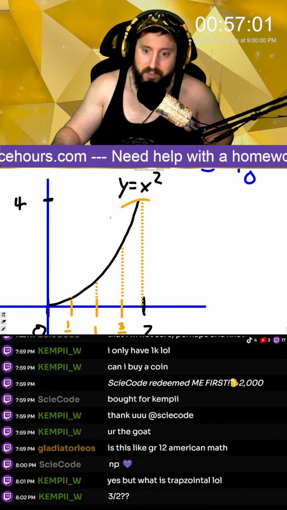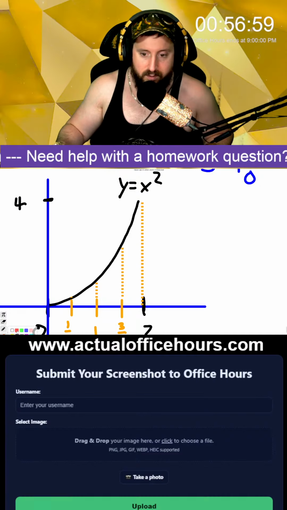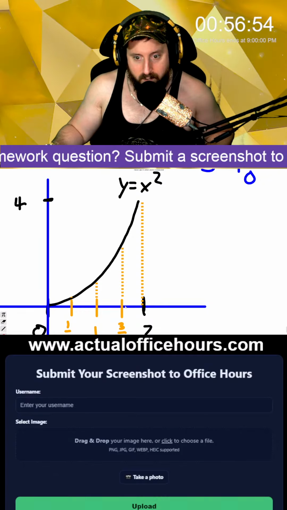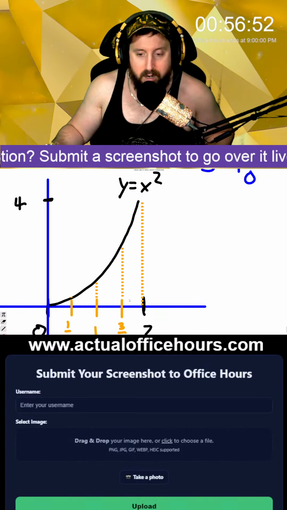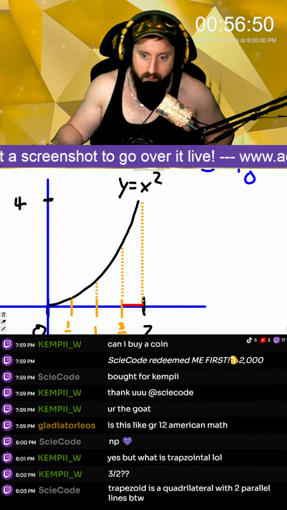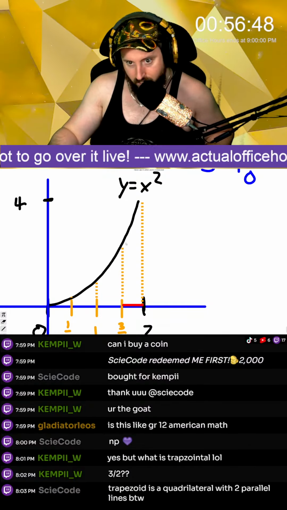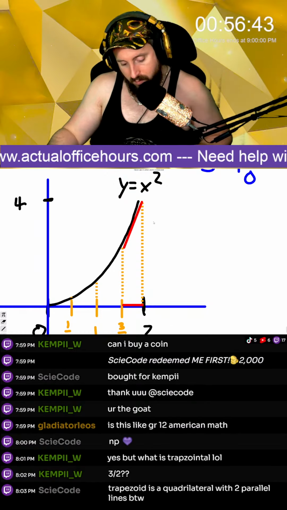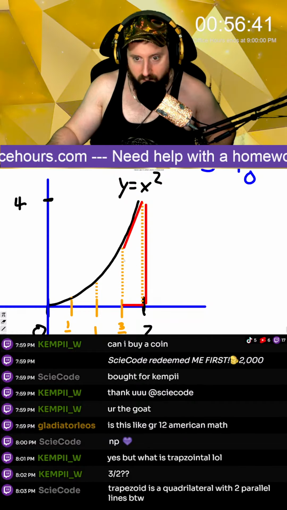Okay. So the cool thing here is, right, this... Yeah. It does have 2 parallel lines, right? So this is the trapezoid. Do you see how this makes a trapezoid?